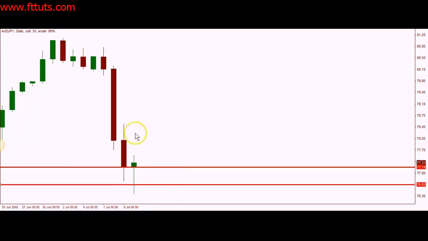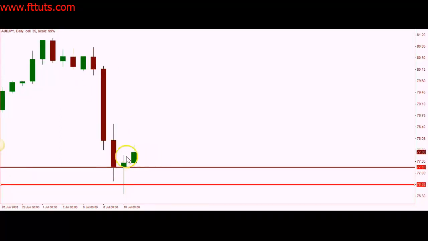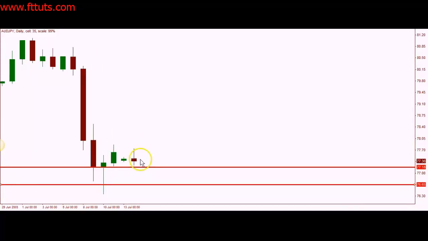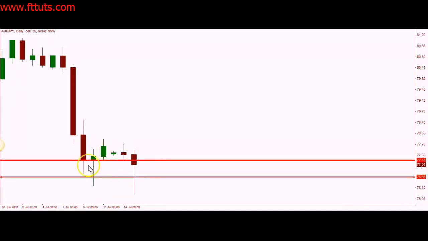But then we had a hammer developed here, so this looked like a really good hammer too. So it would have been a trade that I probably would have looked at taking, and more than likely would have taken this trade. And you could see the market attempted to move higher. Then it took me out with indecision, then dropped to the downside. Made another hammer here at support.